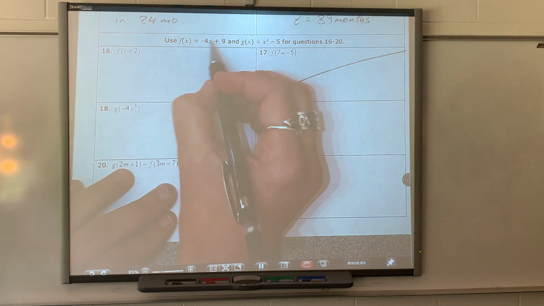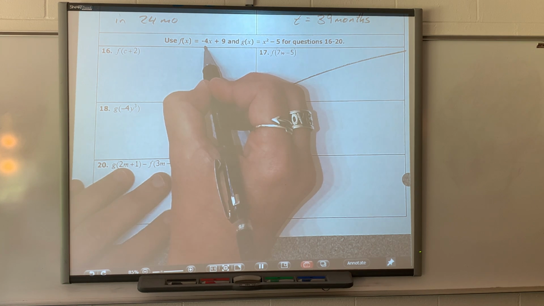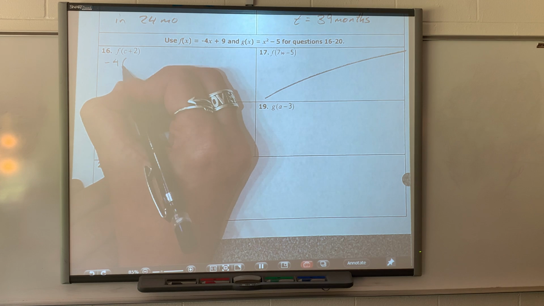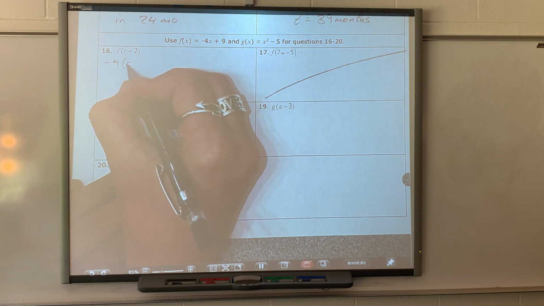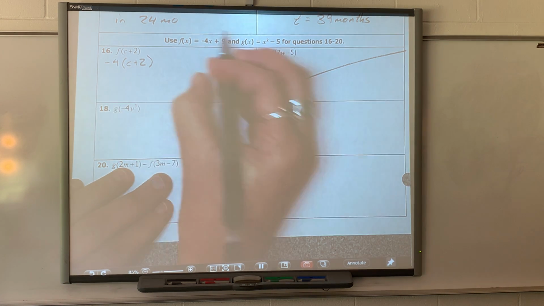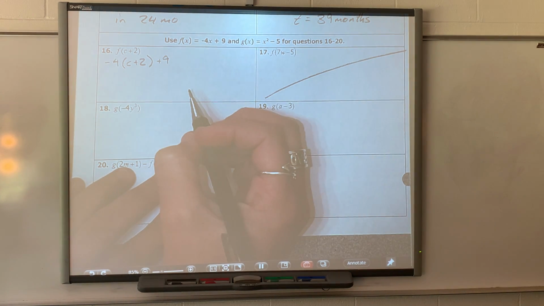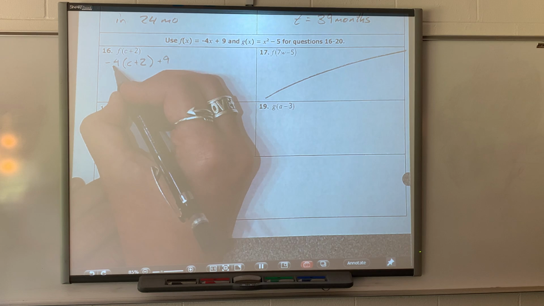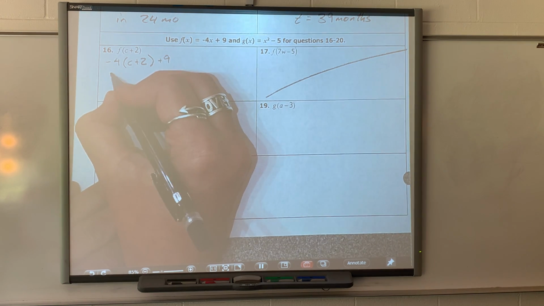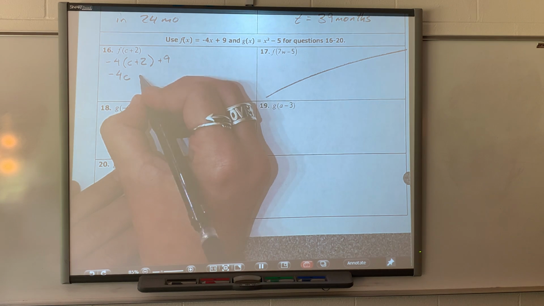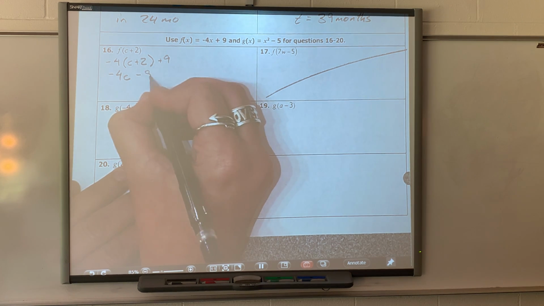Alright, so we've got F, we're using this expression right here. So I've got -4, and in place of x, I'm gonna put c plus 2, and then I have plus 9. Alright, so what do I do here? Distribute. So -4 times c gives you -4c, -4 times 2, -8, and then plus 9.